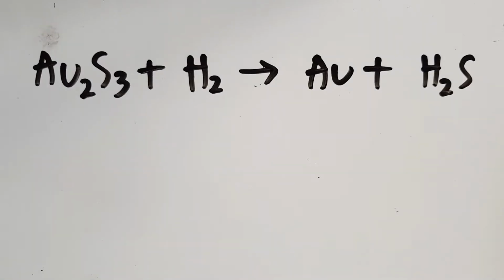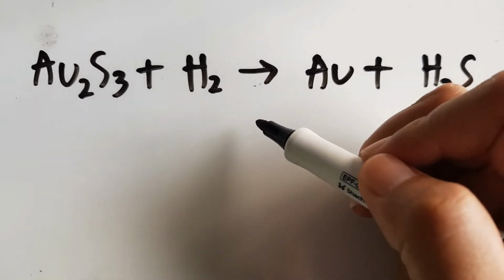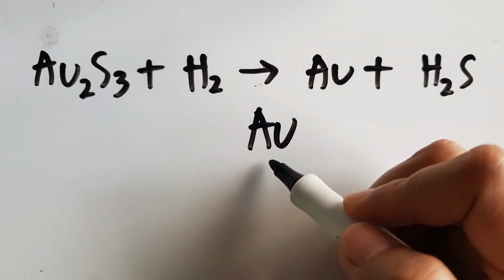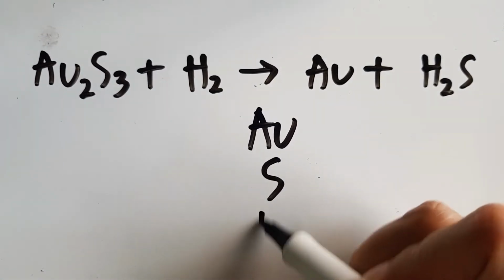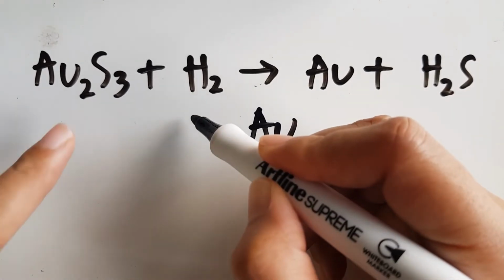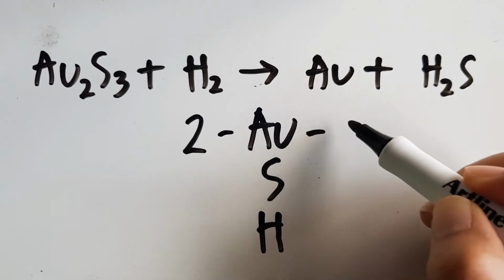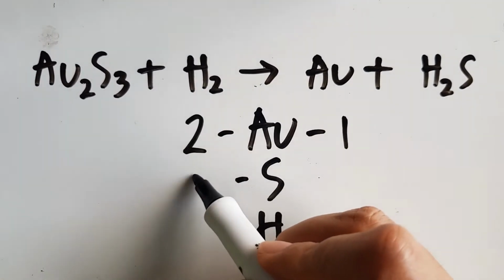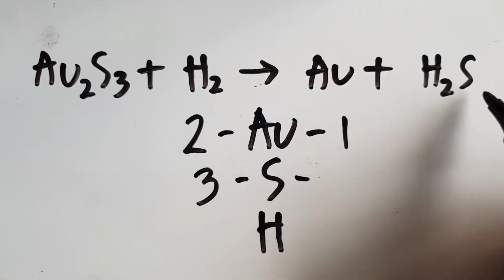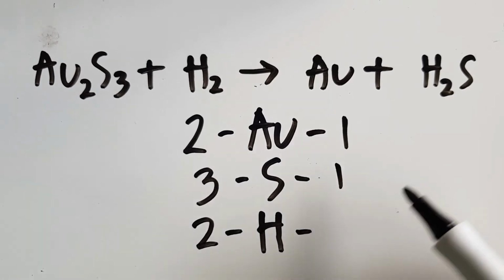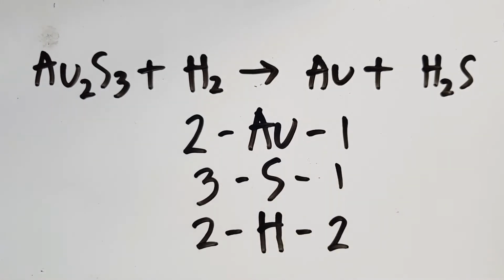Let's try to balance another equation. So same thing, I need to list down all the elements present. I have Au, and there's S, and there's H. So there are 2 Au atoms on the left side, 1 Au atom on the right, 3 S atoms on the left, 1 on the right, 2 H atoms on the left, and 2 on the right.